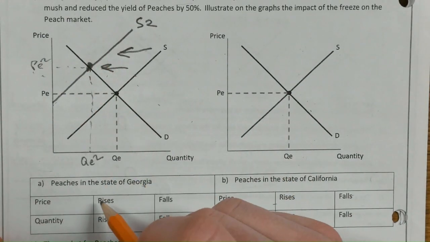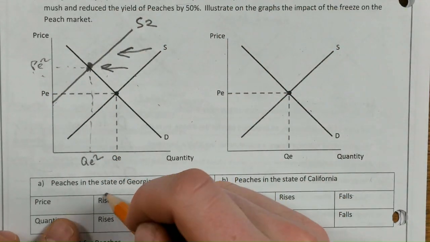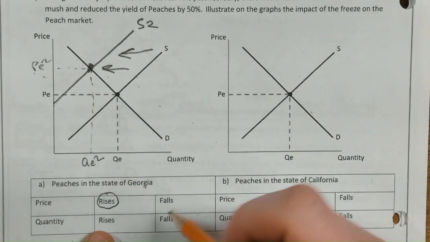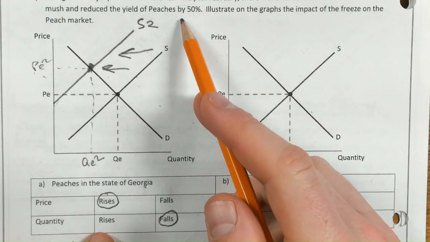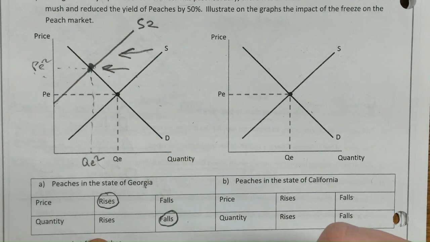The impact on prices is that they increase. So Georgia peaches are going to be more expensive now, and we have less quantity. Okay, makes a lot of sense. We had a bad hard winter, we lost a lot of peaches, so the farmers have to charge more, and they don't have as many to sell.